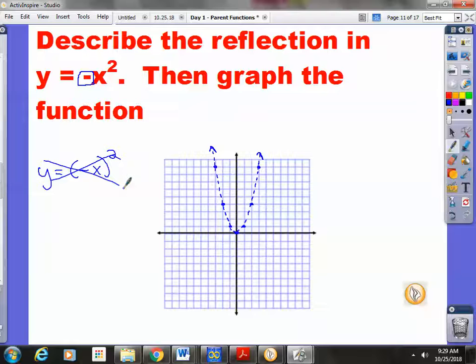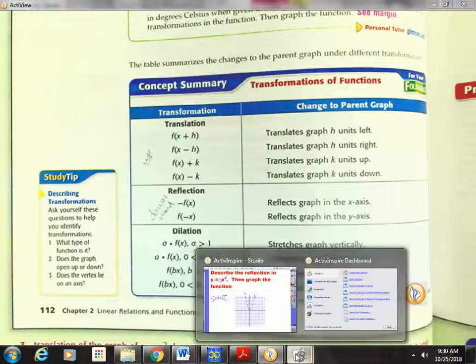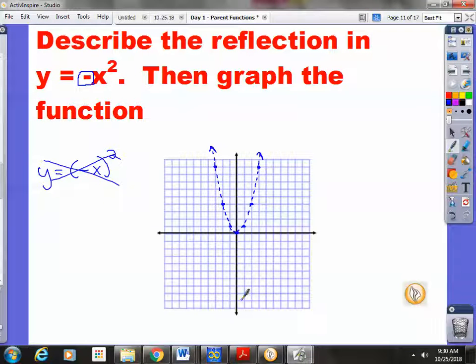So what direction is this going to reflect? It's going to reflect over the x-axis. So I'm going to take my parabola and I'm literally just going to flip it down. It's here, and it's going to just flip it down. So take all of your points on your parent function, you're literally just going to flip their y value and make them negative.